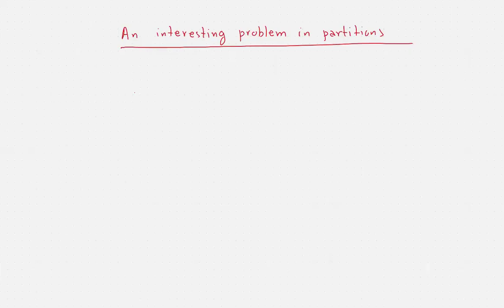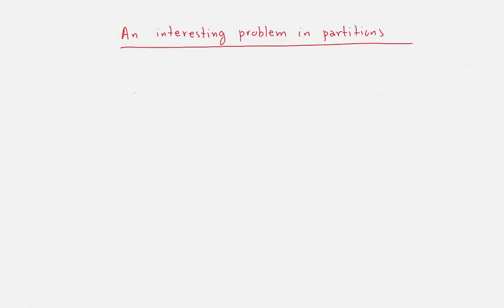We would like to look at an interesting problem in partitions, an early problem that actually was the one that motivated Euler to come up with the theory of Q-series. So to explain the problem, let's consider the partitions of the number 5.